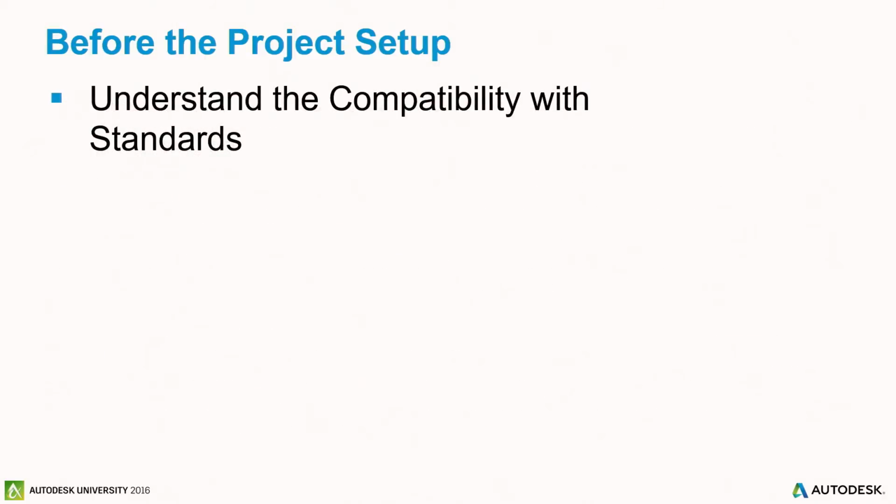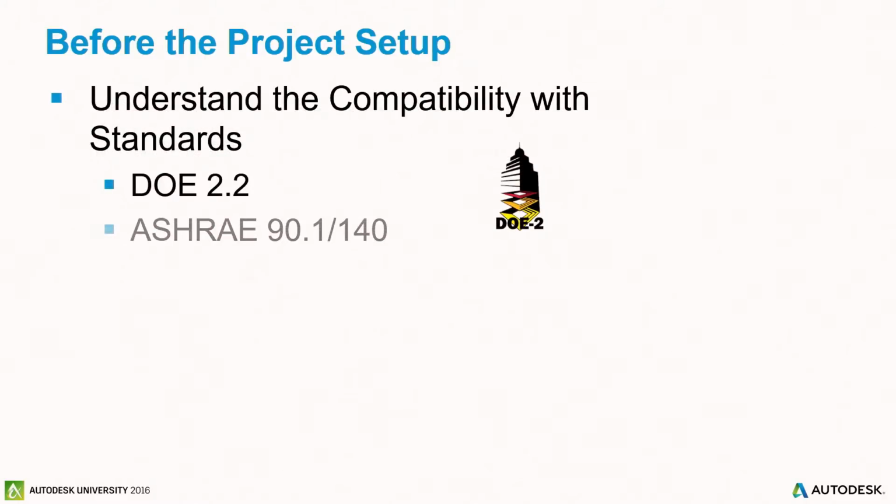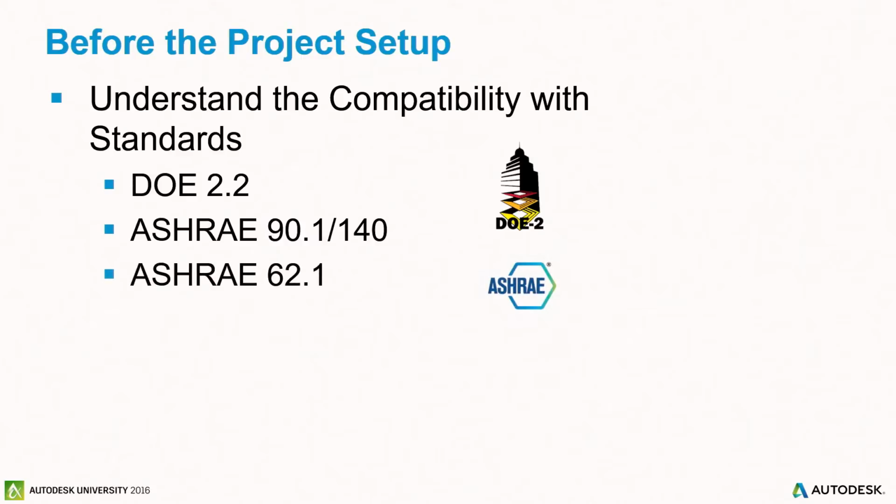And so you have to understand the compatibility with what standards we're trying to comply with. You know, DOE 2.2, ASHRAE 90.1, 140, ASHRAE 62.1. These are all guidelines that help us understand what's going on with the building. So before you start, you need to understand: are the tools we use compatible with what we're doing? For example, the heating and cooling load analysis tool is based on EnergyPlus now, that comes from Insight. So it's important to know that that's what information we have.